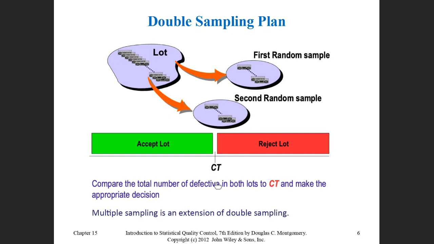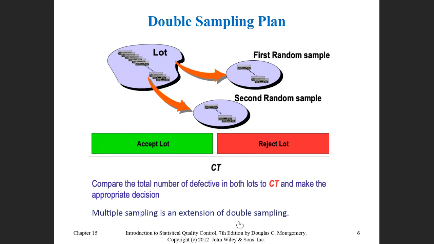You get the total number of defectives in both lots and make the appropriate decision. You collect the number of defectives in both samples, and then you make the decision. So if you have, let's say, 1 here and 2 there in the second sample, then you reject the lot. If you have 1 here and 1 here, then you are still below the cutoff point, so you can accept the lot.